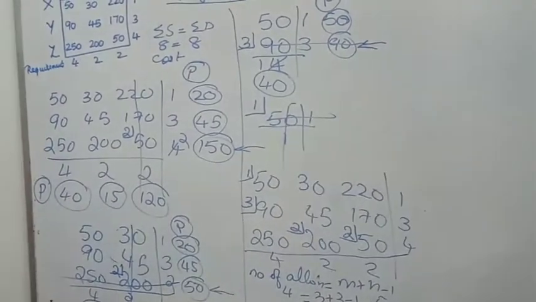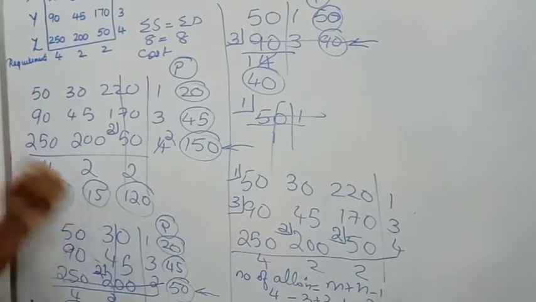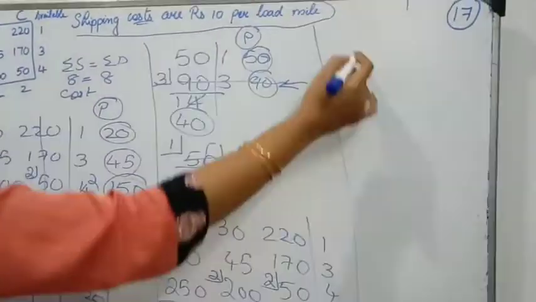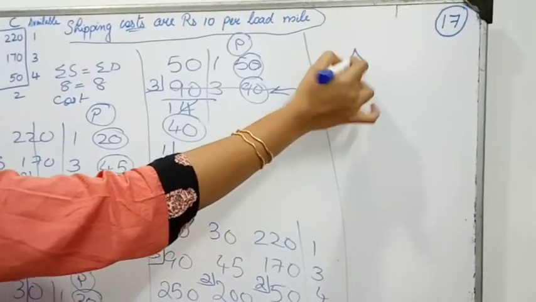But in order to solve the degeneracy problem, what you have to do is place a delta value. Delta means it's almost equivalent to 0.